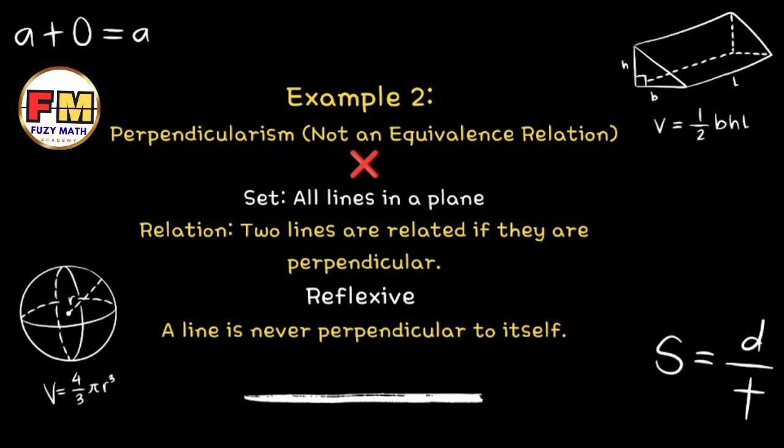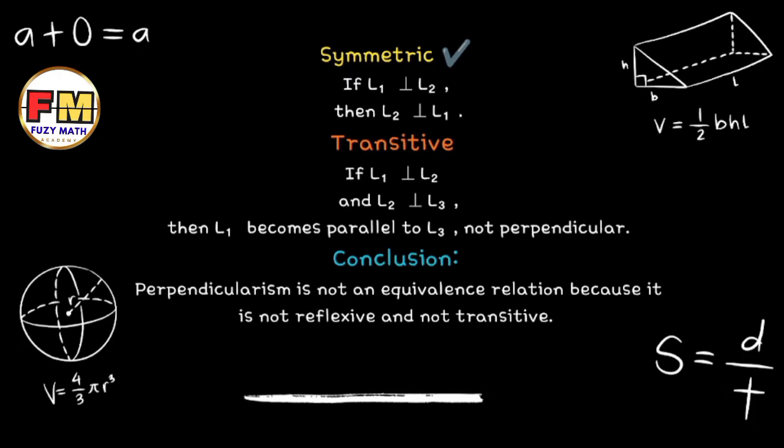Second example, perpendicularism is not an equivalence relation. Set: all lines in a plane. Relation: two lines are related if they are perpendicular. First property is reflexive. A line is never perpendicular to itself. Second property is symmetric. If L1 is perpendicular to L2, then L2 is perpendicular to L1.